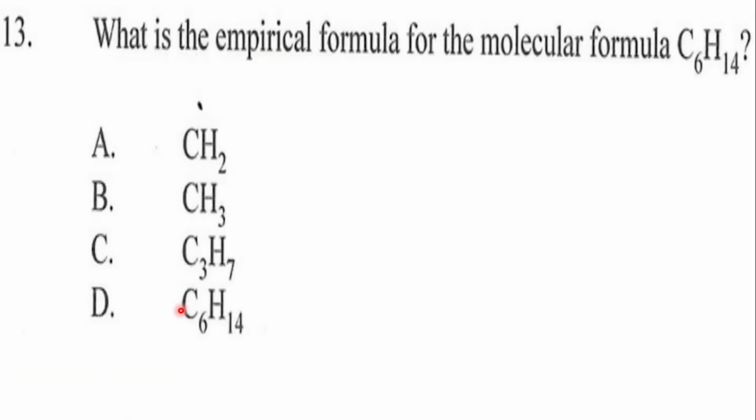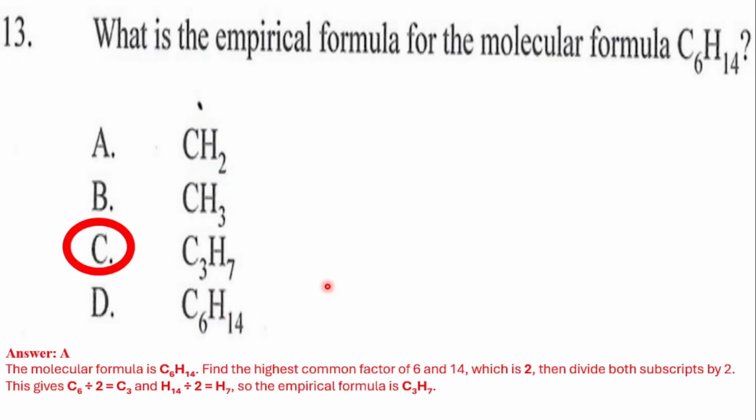Let's move on to question number 13, and it says, what is the empirical formula for the molecular formula C6H14? Is it A, CH2, B, CH3, C, C3H7, or D, C6H14? The correct answer is definitely going to be C3H7. And we know that because we have the molecular formula C6H14.